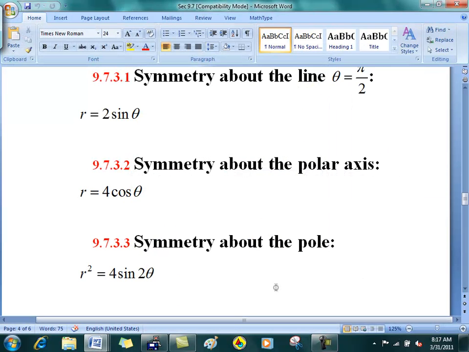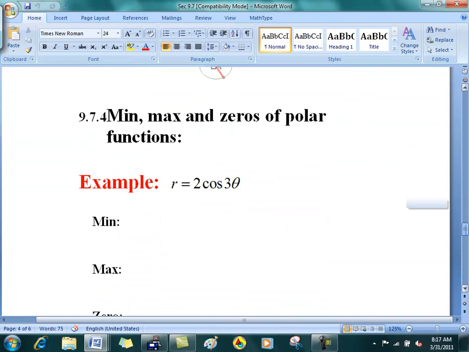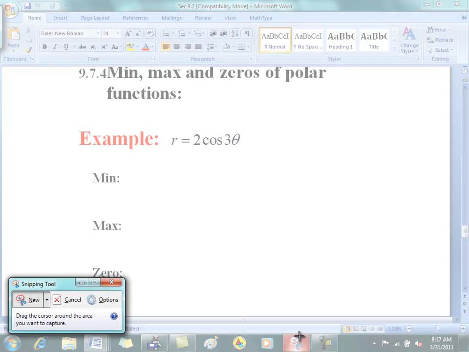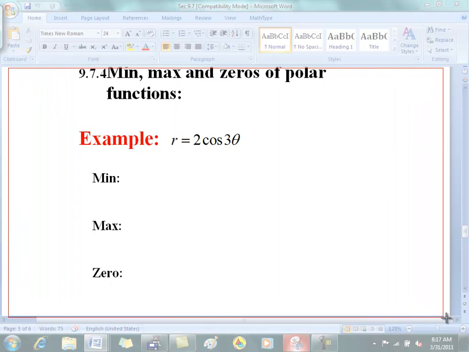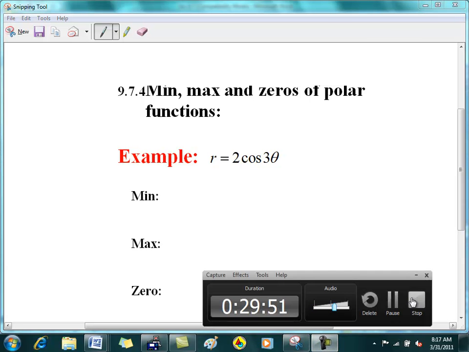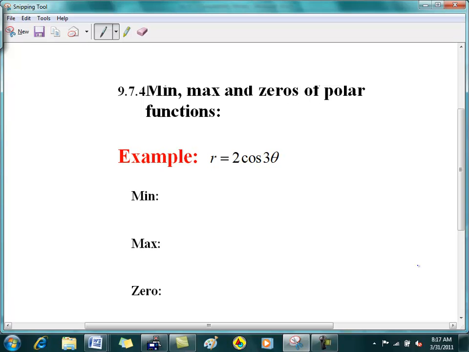Last topic. Finding min, max, and zeros of polar functions. How many people remember the cosine function? Cosine function. Can anybody come and graph the cosine function for me? You want to do it, Sharik?